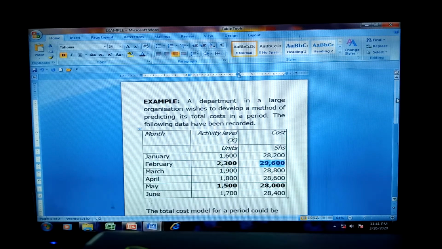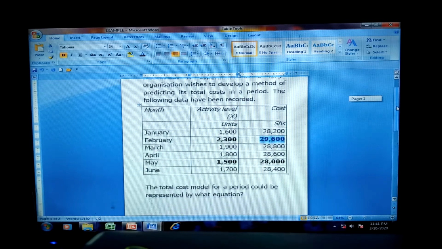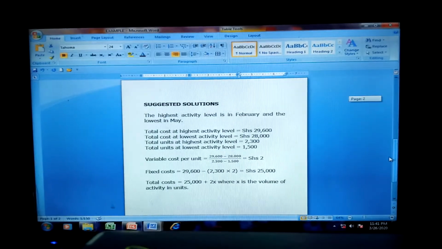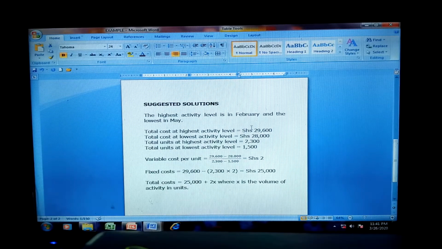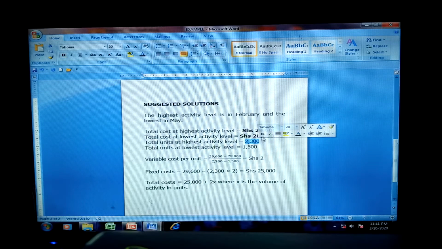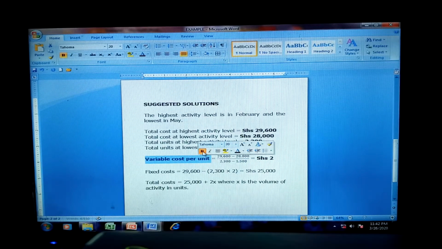Let me take you to the solution and see how we use this method. So we have our total cost at the highest activity level, that is 29,600. Then the total cost at the lowest activity level, 28,000. Then units at the highest activity level, that is 2,300, and then 1,500. So by getting the change in the cost over the change in the units, you come up with a variable cost of shillings 2. So that should always be your starting point. The first step, always you have to calculate that variable cost per unit. Remember, this is a constant.